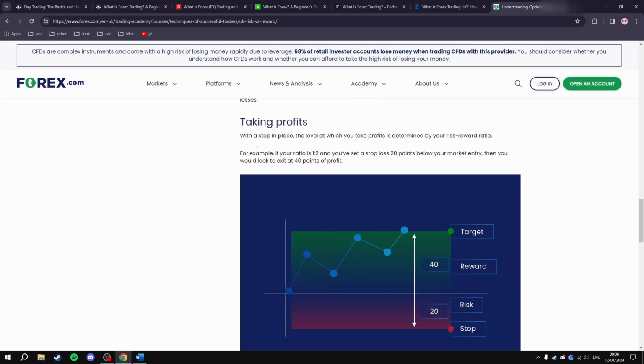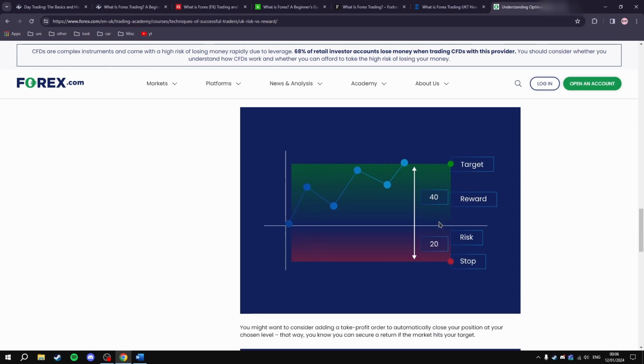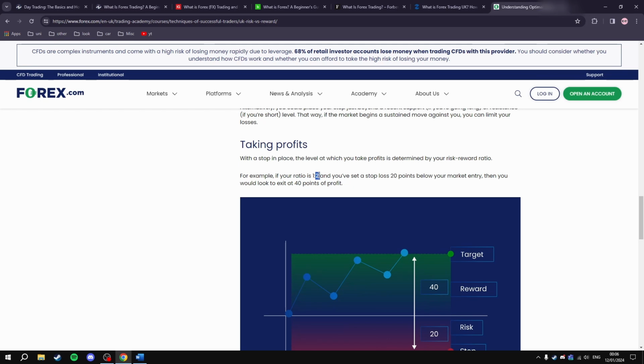Taking profits. With a stop in place, the level at which you take profits is determined by your risk-reward ratio. For example, if your ratio is 1-to-2 and you've set a stop loss 20 points below your market entry, then you would look to exit at 40 points of profit, because it's double, so you have to times that by 2.